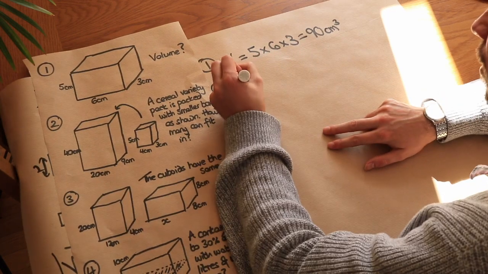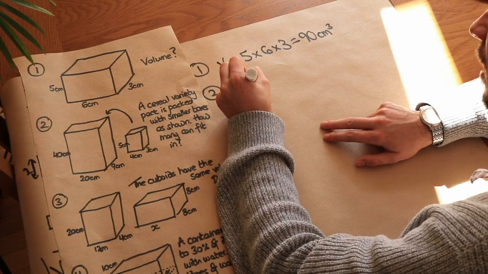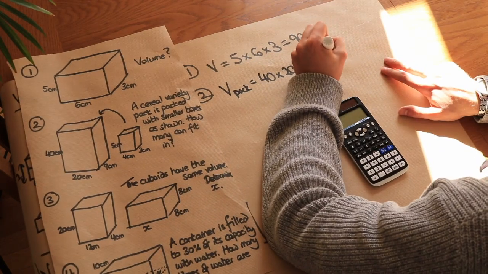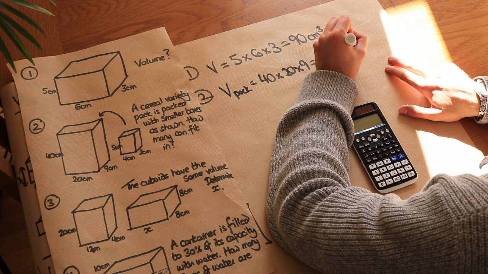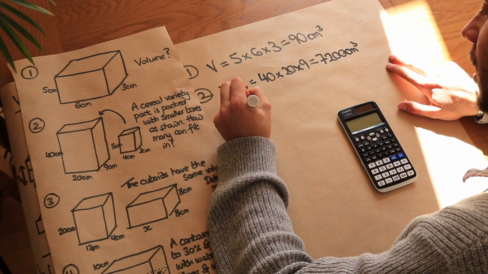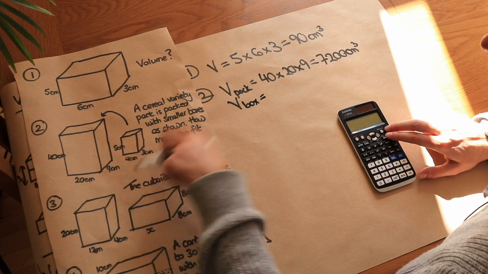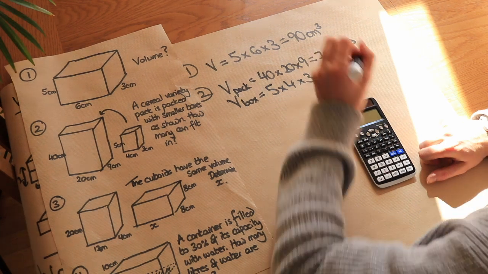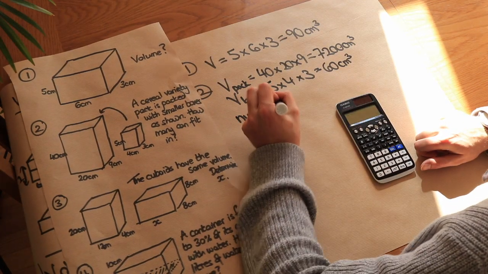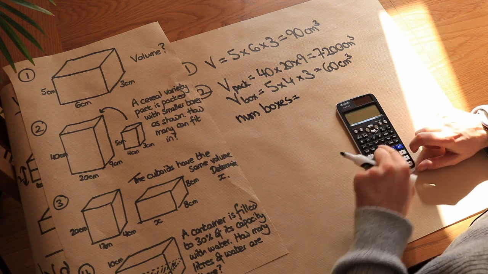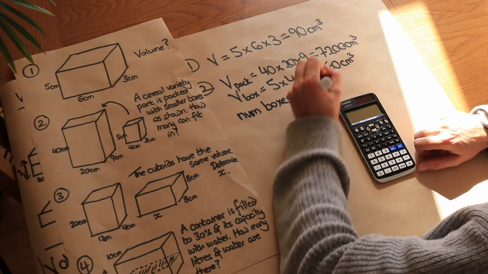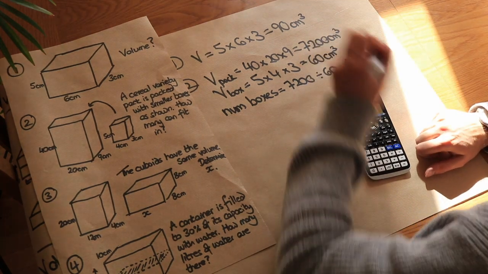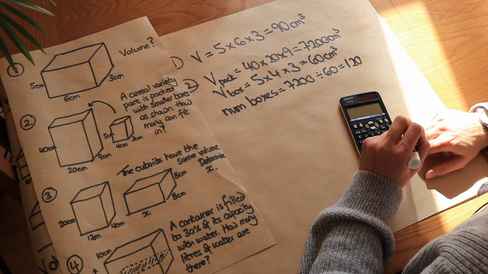So we would just divide the 2 volumes. If we did that, the volume of the whole variety pack would be 40 times 20 times 9. We get 7,200 centimetres cubed, and the volume of each individual box would be 5 times 4 times 3, and that would be 60 centimetres cubed. And then the number of boxes we could fit in that variety pack would just be 7,200 divided by 60, and that gives us 120 boxes. That's quite a large variety pack, isn't it?